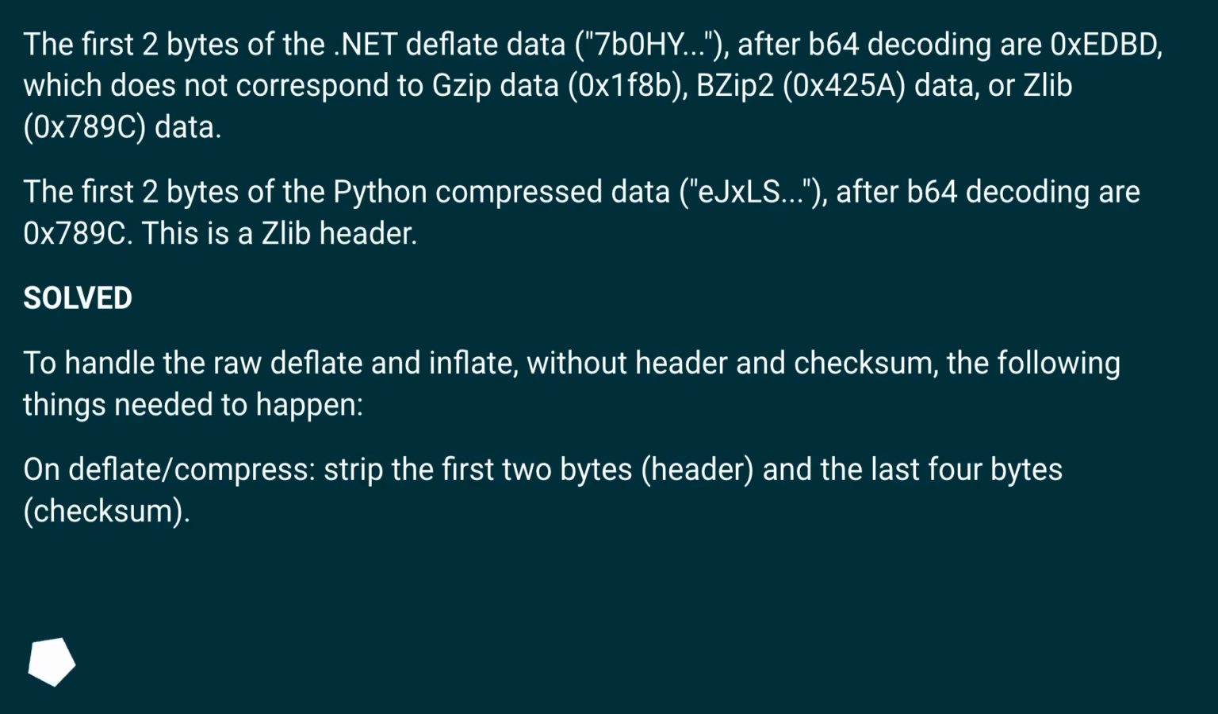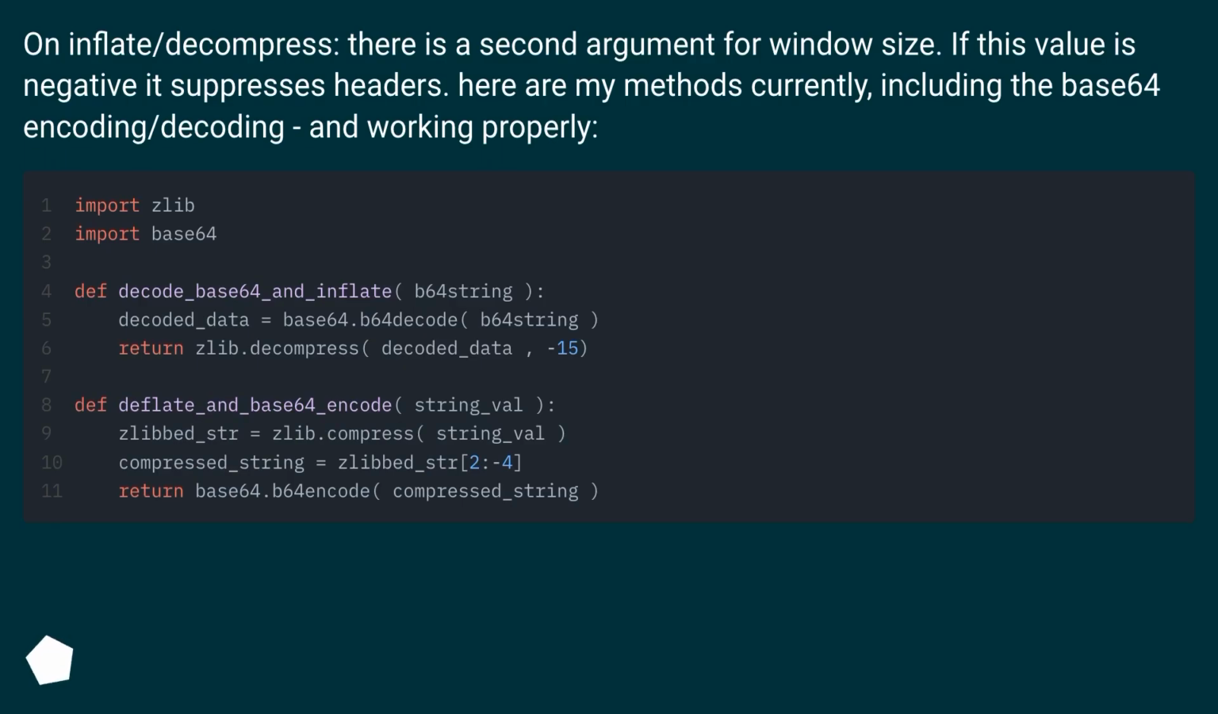Solved. To handle the raw deflate and inflate, without header and checksum, the following things needed to happen. On deflate/compress, strip the first 2 bytes, the header, and the last 4 bytes, the checksum. On inflate/decompress, there is a second argument for window size. If this value is negative, it suppresses headers.